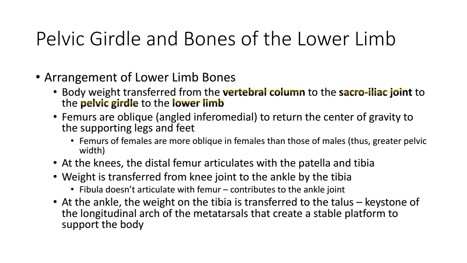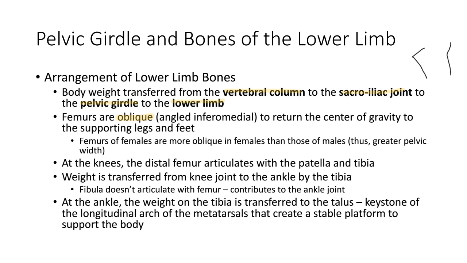The bone in the thigh area is called the femur. It's at an oblique angle, inferior and medial, and it returns to the center of gravity in order to support the legs and the feet. We're going to see later that the femurs in females are more oblique, so they have a greater angle than in those of males. So that helps the female to have a greater pelvic width, which helps her for childbearing.